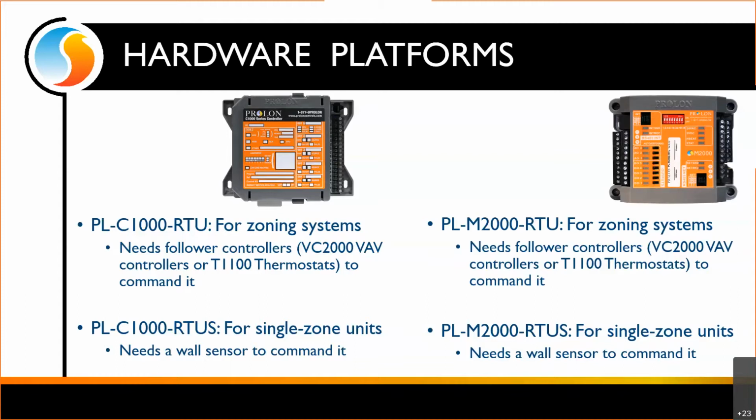Today, we are not going to look at those too closely. Today, we're going to focus on the second row, which is the C1000 RTUS and the M2000 RTUS, which is for single zone units, where all we need is just a simple wall sensor to command the unit in either heating mode or cooling mode or simple ventilation mode.